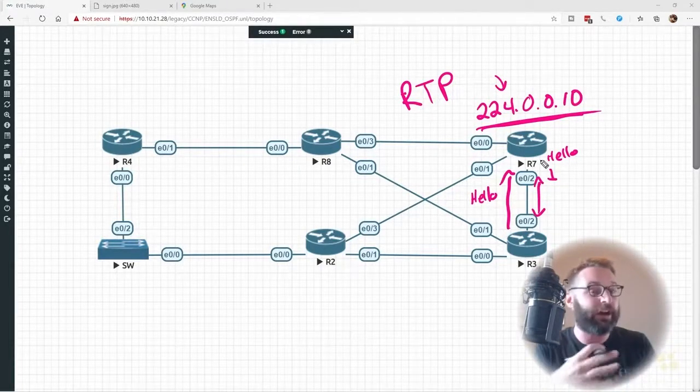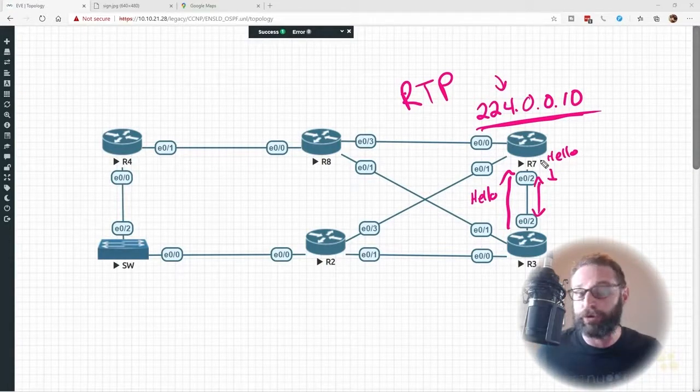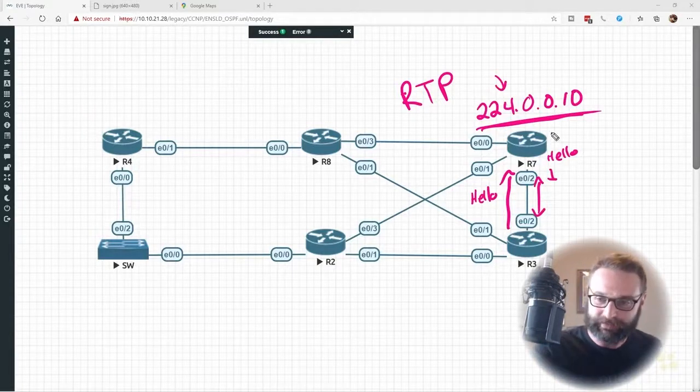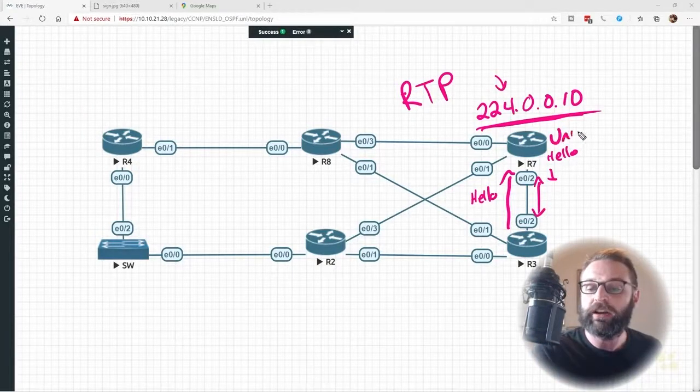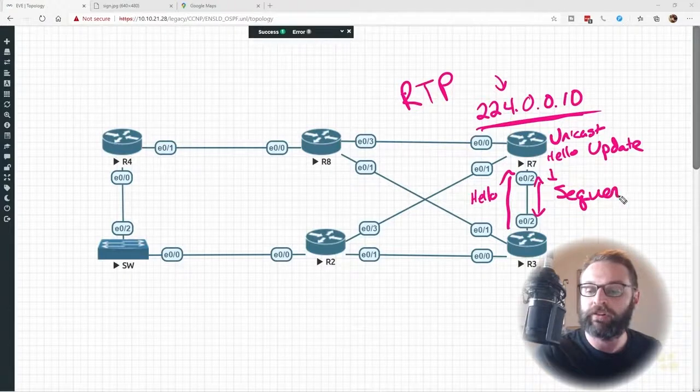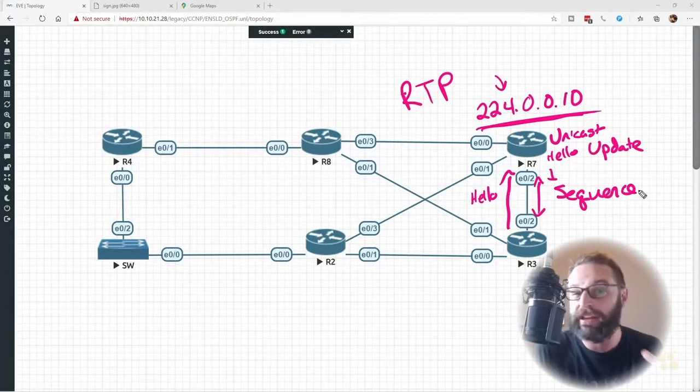Now, OSPF has a complicated machine that it goes through when it exchanges information. There's elections that happen, not so much in EIGRP. In EIGRP, it begins sending unicast update packets. And these update packets contain a sequence number. The sequence number is at the core of the Reliable Transport Protocol.